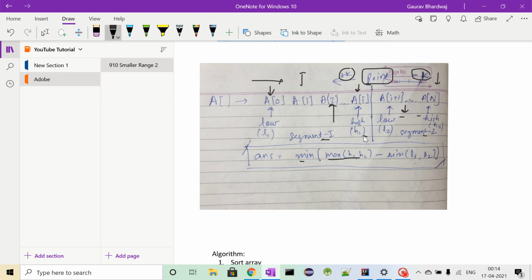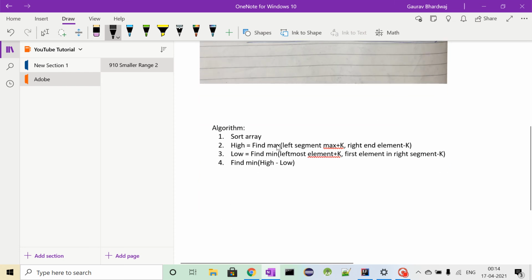This one is h1, that is the maximum of segment 1, and h2 is this one, that is the maximum of segment 2, minus the minimum of L1, that is the lowest point in segment 1, and L2 is the lowest point in segment 2. Okay, so this will be our algorithm.